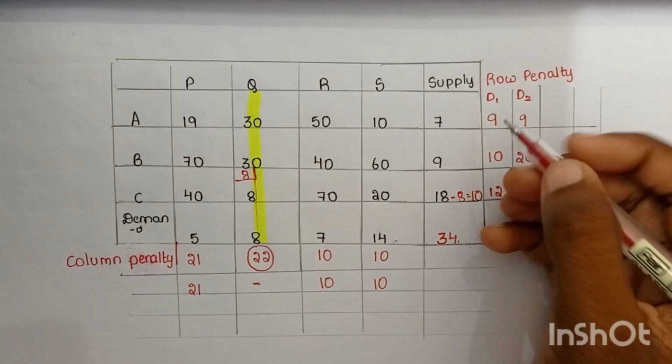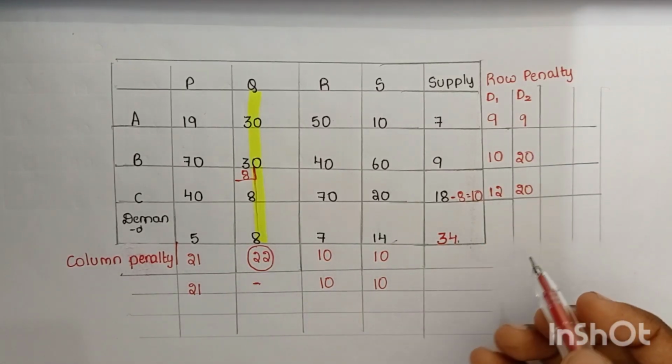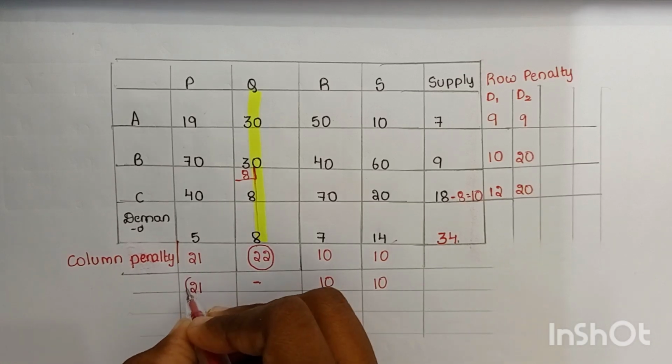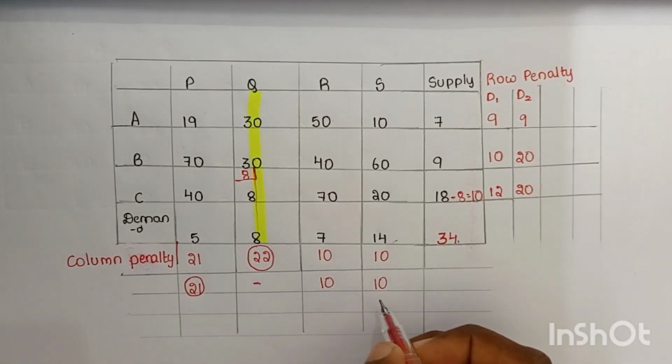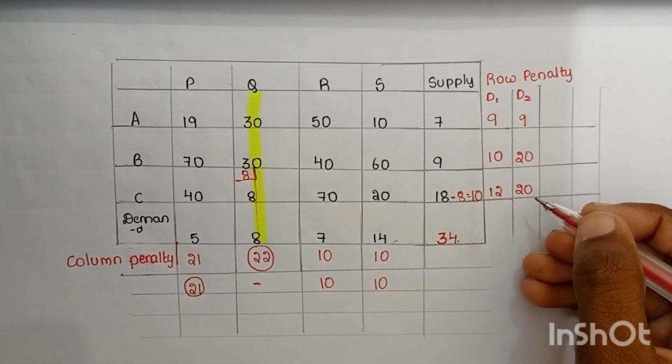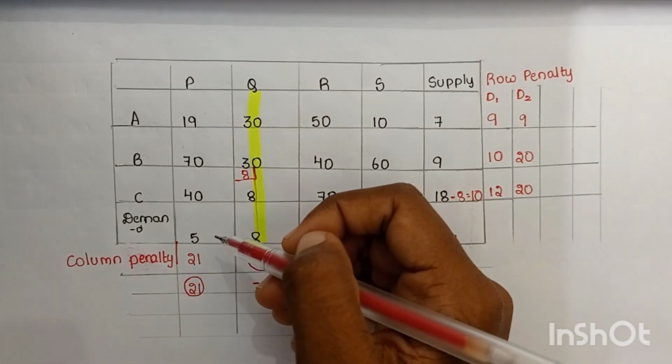Okay. Identified the row penalty and column penalty. So among these, the greatest value is 21. So let me circle the 21. So 21, 10, 10, 9, 20 and 20. The greatest value is 21. So I have selected this column.